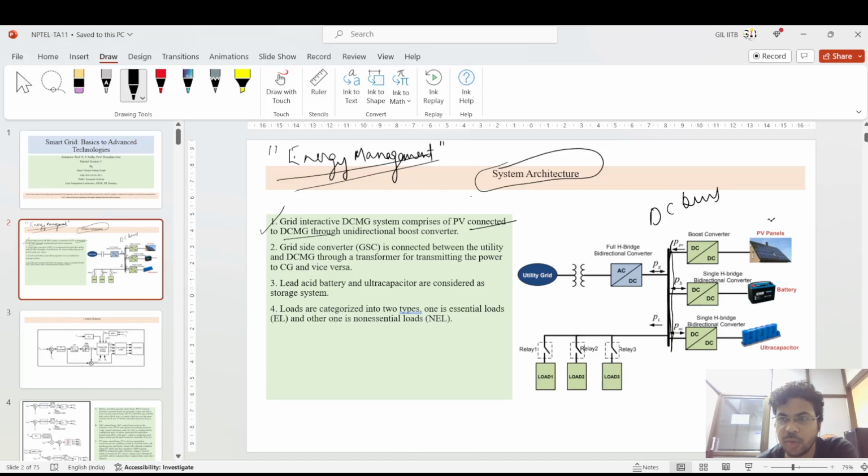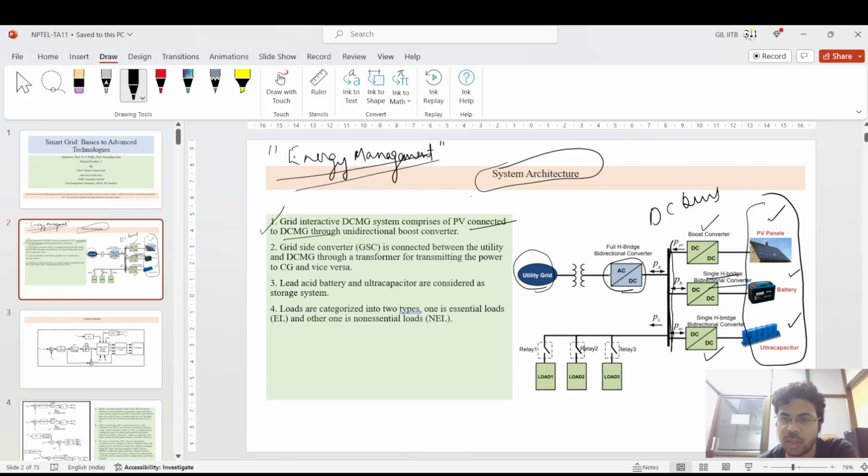a DC bus bar, which is connected to PV panels, batteries, and an ultra capacitor, which are the DC generating sources. In between, you can see some converters, such as the boost converter, whose PWM is taken with respect to the MPPT. And second, there is a single H bridge bidirectional converter, and also in the ultra capacitor, because you need bidirectional power flow from the battery and the ultra capacitor, not in the case of the PV panels.